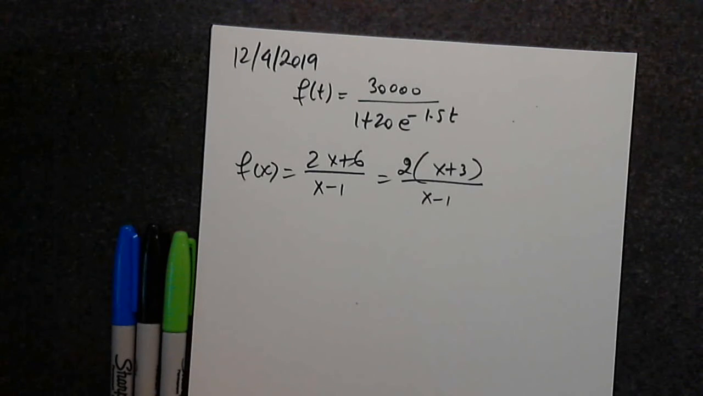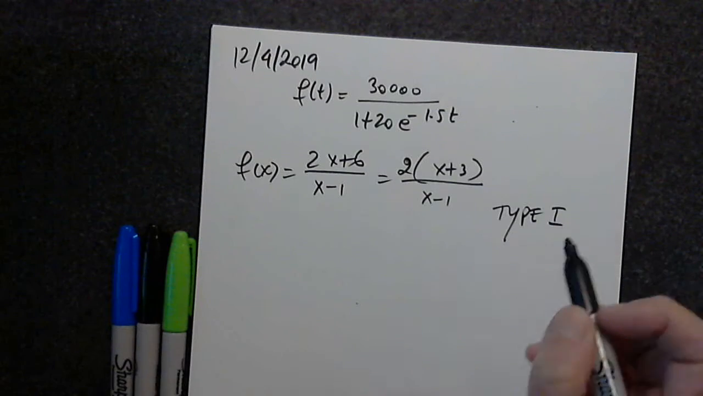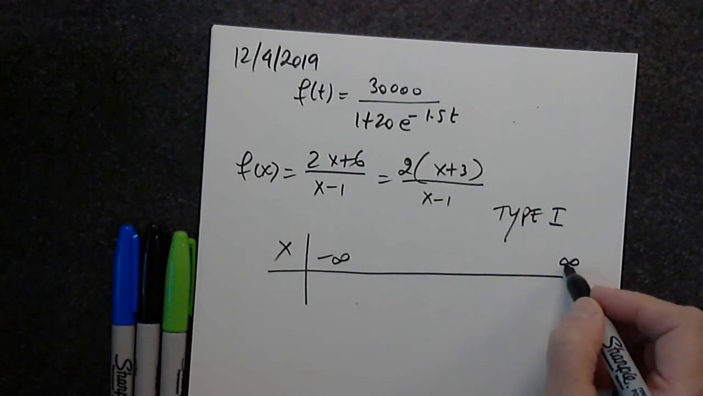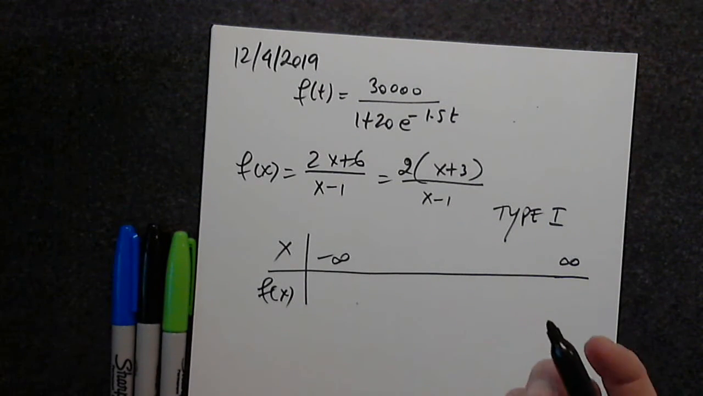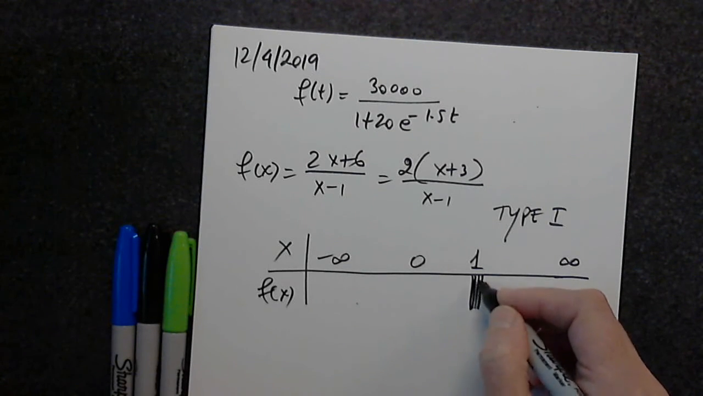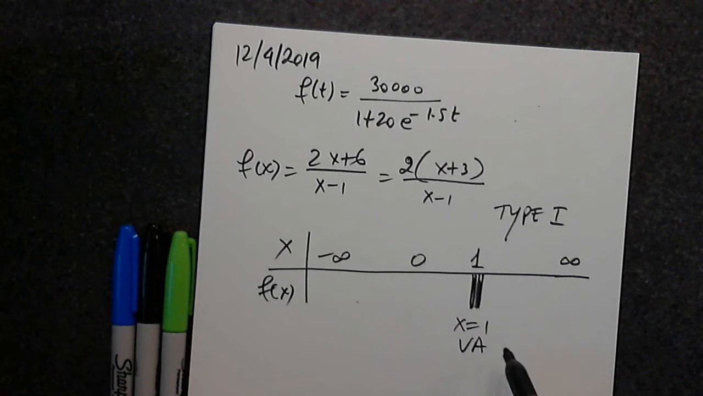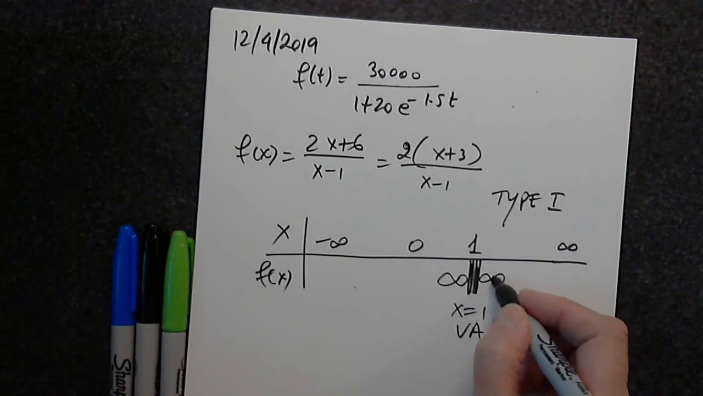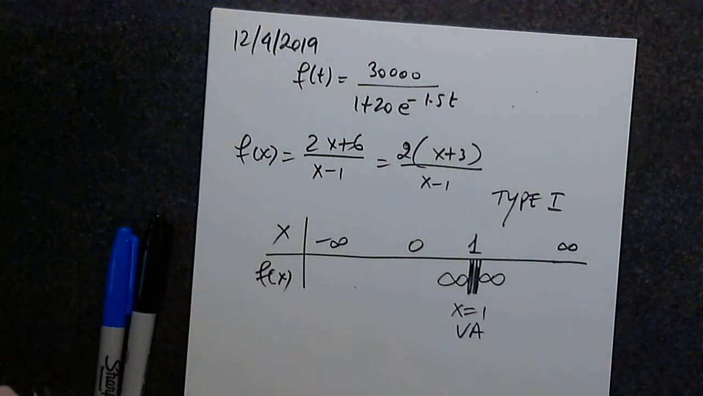I know it's a rational function and it's type 1, with the same degree over the same degree. I know that the domain of this function is anything but 1. I know that x equals 1 will be a vertical asymptote, and I know that these sides will be infinities. What I don't know is the sign of those infinities.